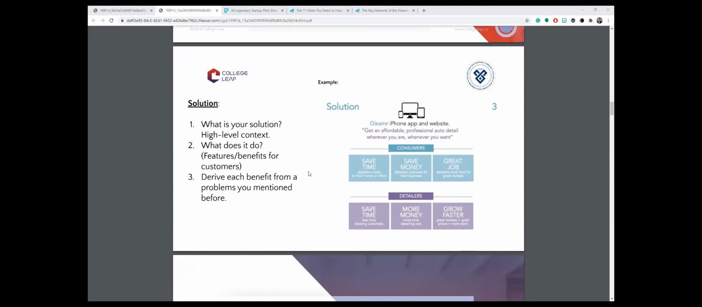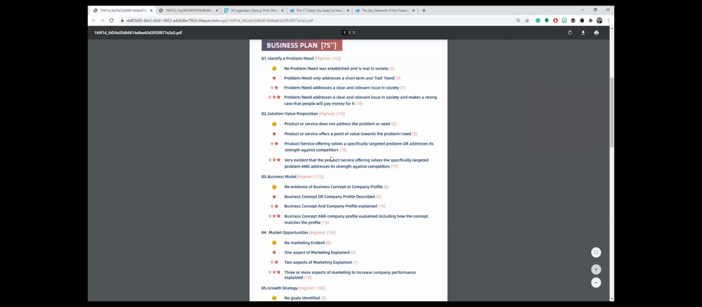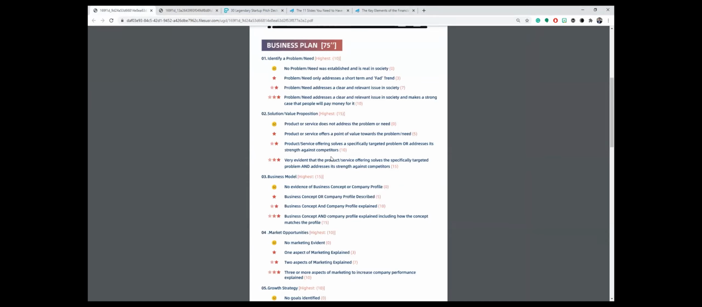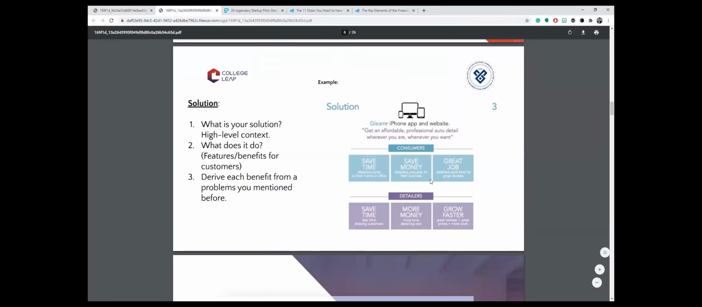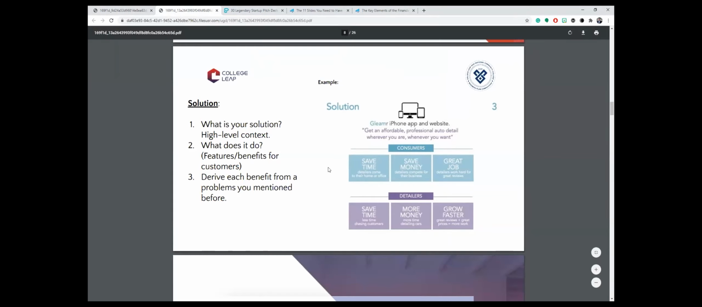When you look at this slide, you should be able to see exactly who this is tailoring to and how it is benefiting the people that are going to be involved in your product or service. This is a wonderful example that you can have. Three points is really solid. Going back over to here, it's very evident that the product and service offering solves the specifically targeted problem and addresses strengths against the competition. We'll get more into the competition aspects a little bit, but this makes it more clear as to what exactly they're solving with their Gleam R iPhone app.